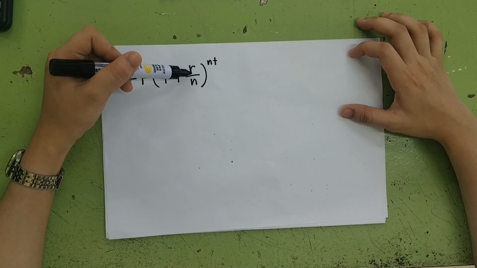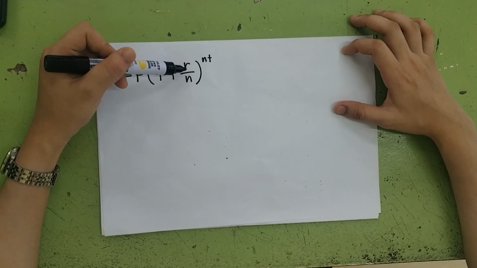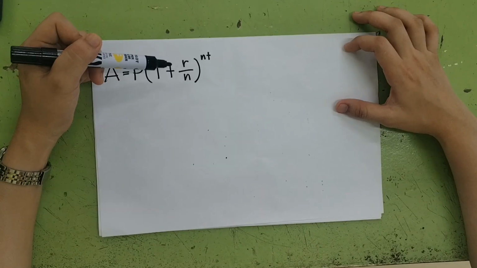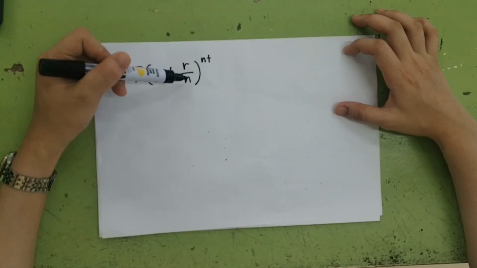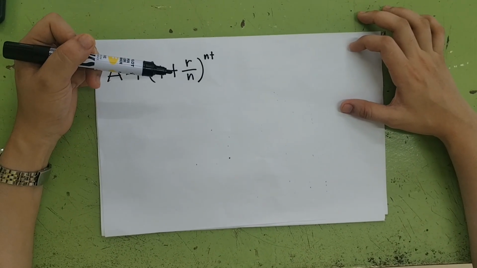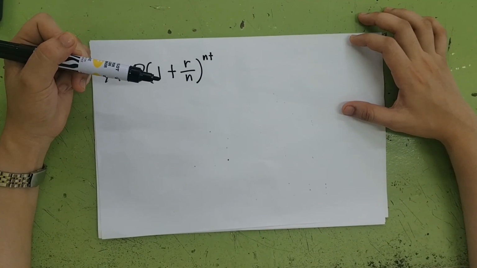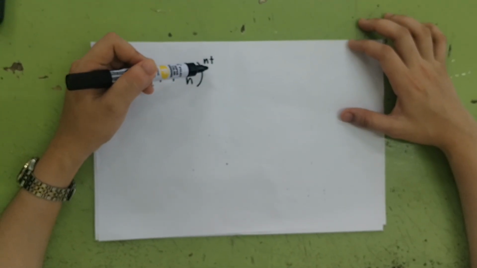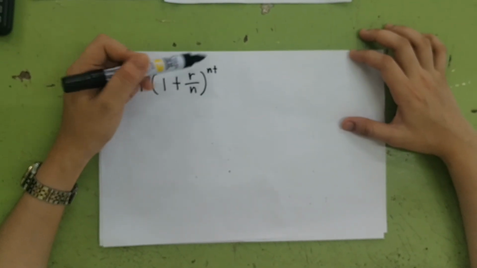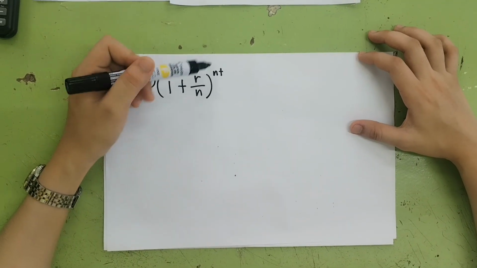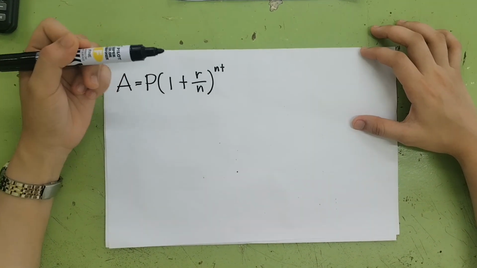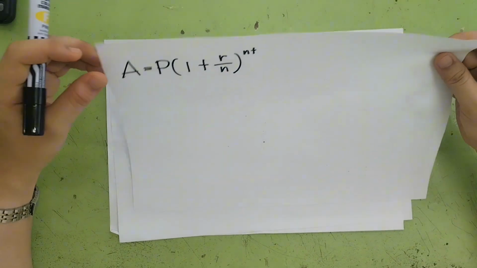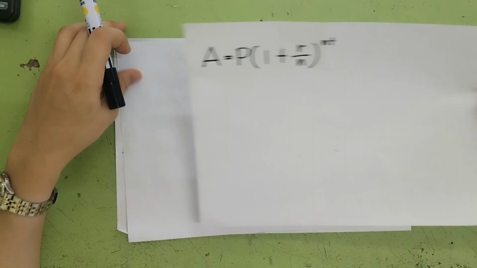Here the R in the numerator is the rate or the interest rate that should be in decimal form. And the variable N in the denominator is the number of times interest is compounded per year. And the NT here at the exponent portion is the time in years. And I will tell you what the definitions of these variables are.